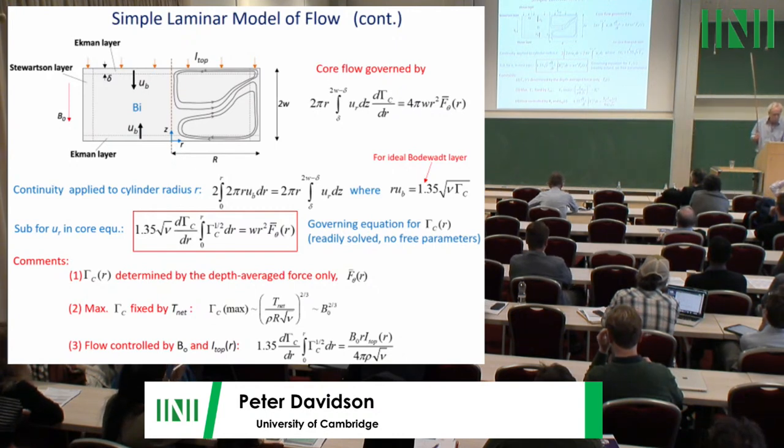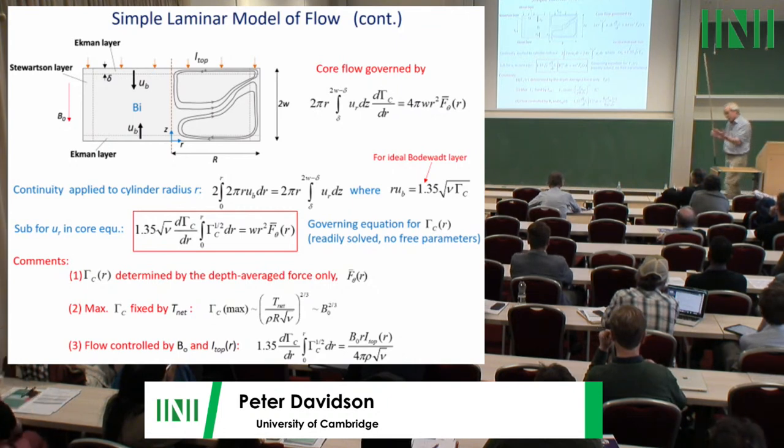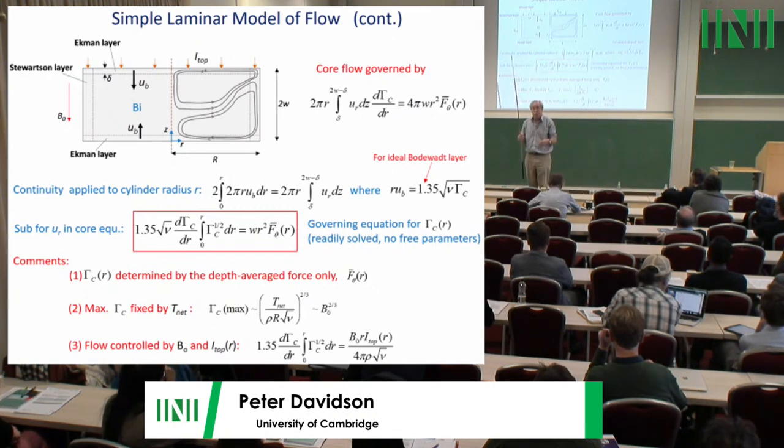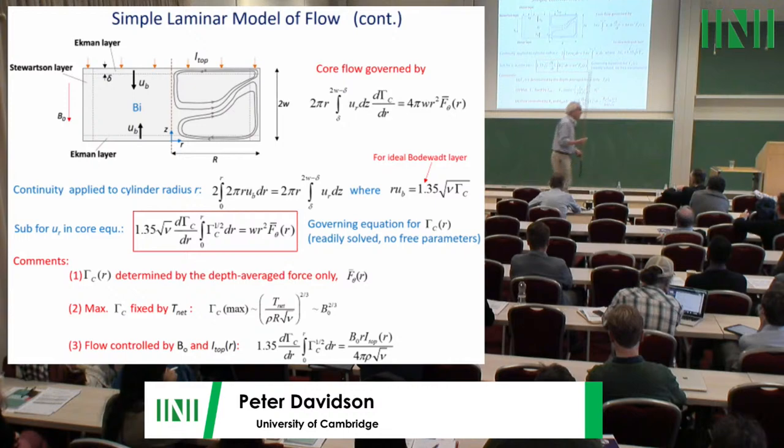Okay, so that's the model. It's laminar. But it actually works, as you'll see in a second, for unsteady laminar flow when it goes really unstable in the Stewartson layers. It also works pretty well when the flow is weakly turbulent. Actually, it works not too badly when it's strongly turbulent, but you can see differences.